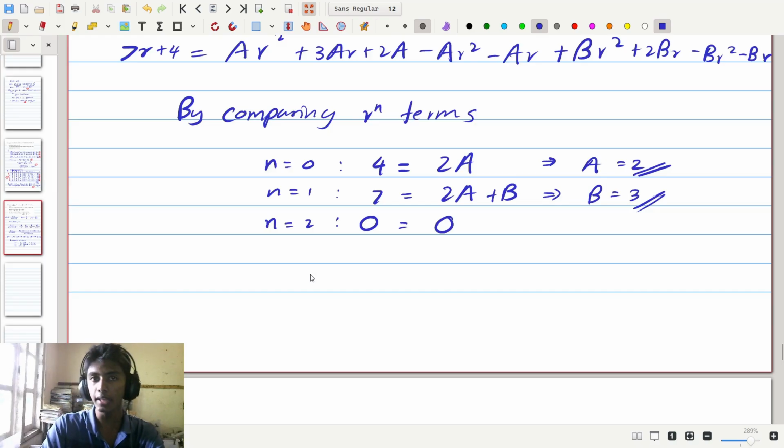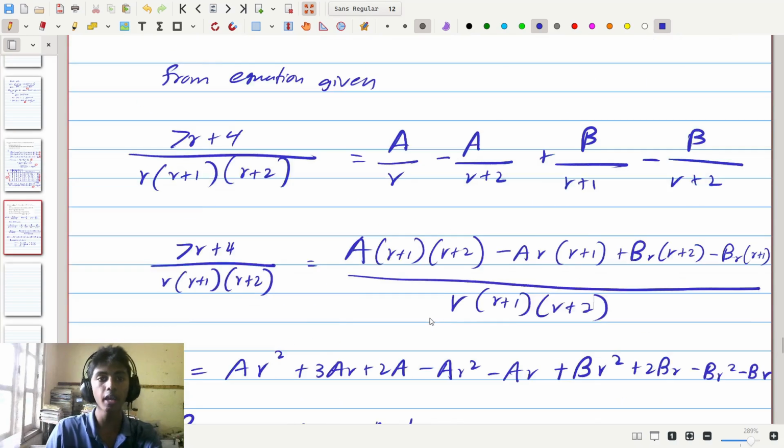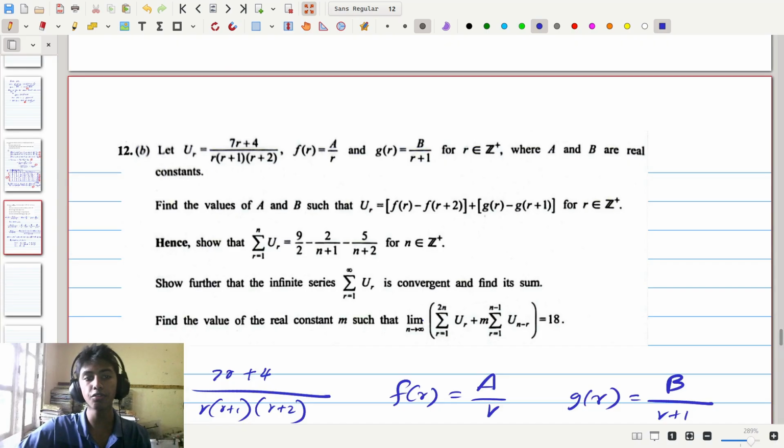Now then, with that, we've proven that A is equal to 2 and B is equal to 3. So we've proven this first part here. We've found the values of A and B. A is equal to 2, B is equal to 3. So now we've completed up to here.